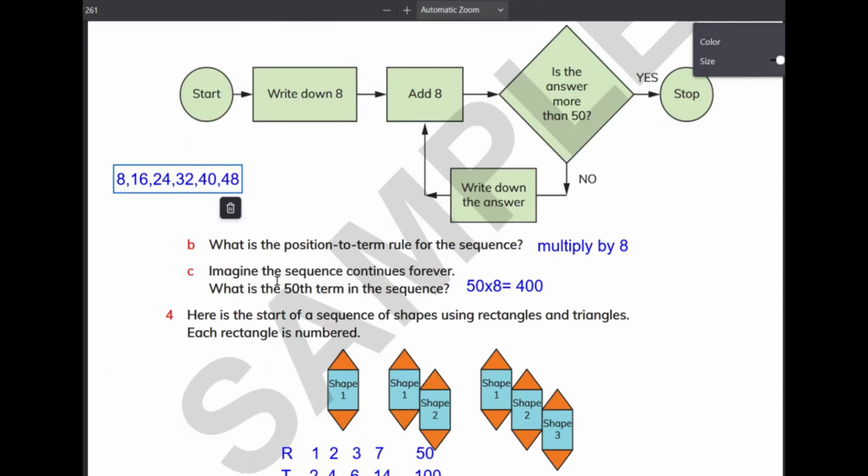Number C, they say imagine the sequence continues forever. What is the 50th term in the sequence? To find the 50th term, you just multiply by what? By the position to term rule. Say 50 times 8, and that's equal to 400.